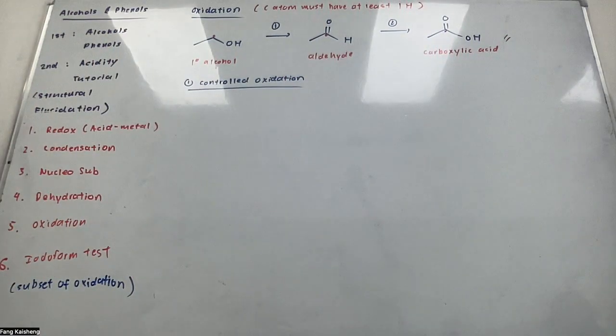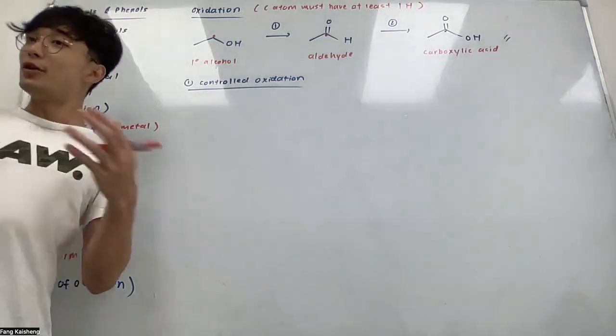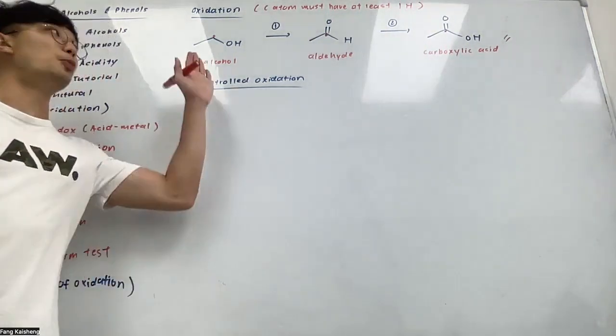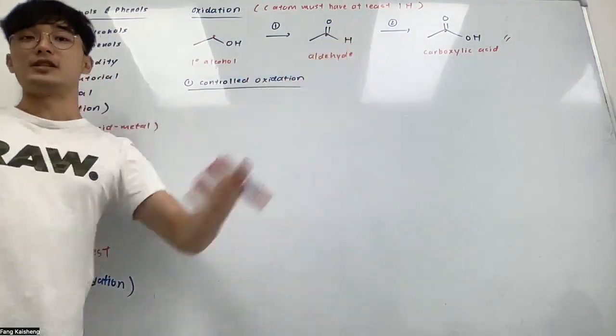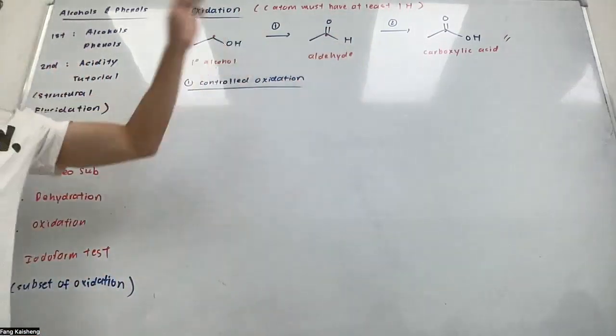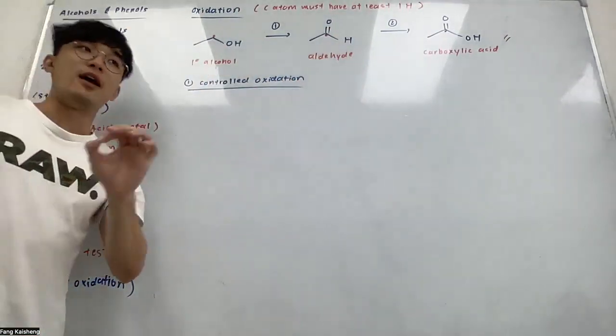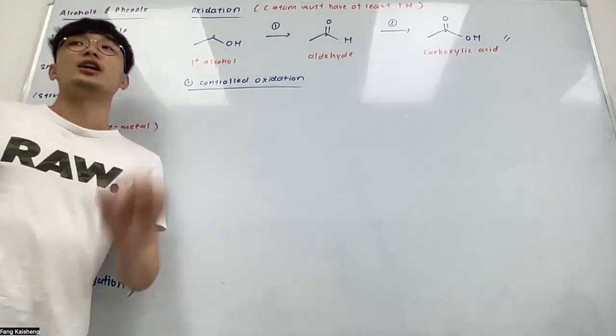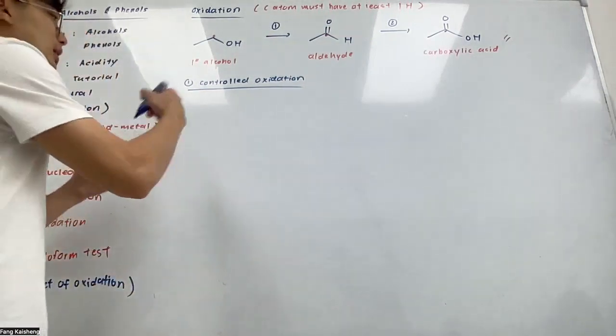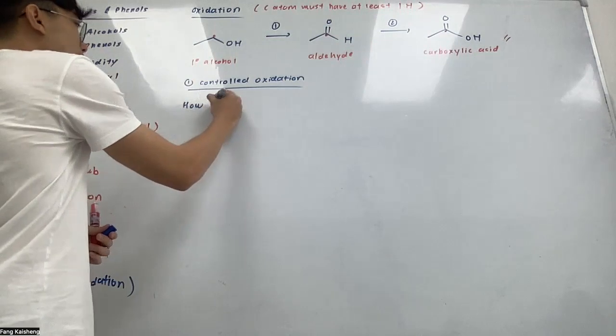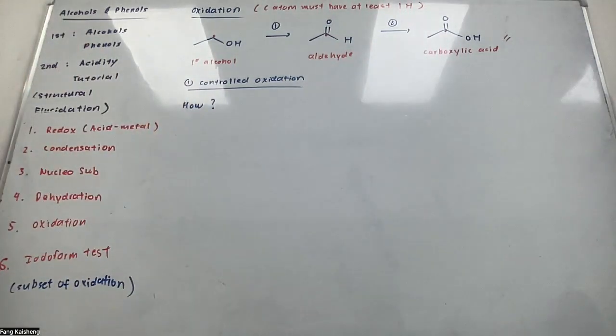Now guys, why do I need to control it? If I don't control it, what will happen? It will just proceed to the next stage, right? Obviously. So if I want to get an aldehyde, I must be very measured and very precise with my actions. In other words, we're going to understand how on earth are we going to control the oxidation?